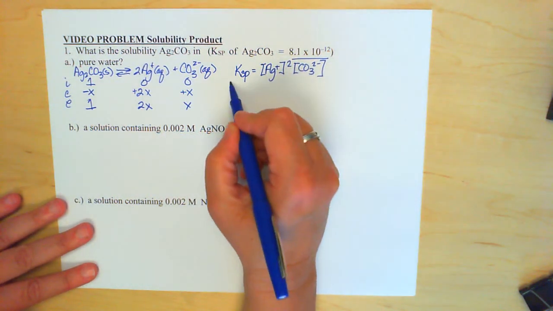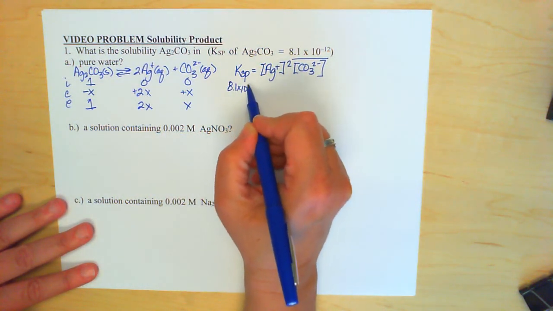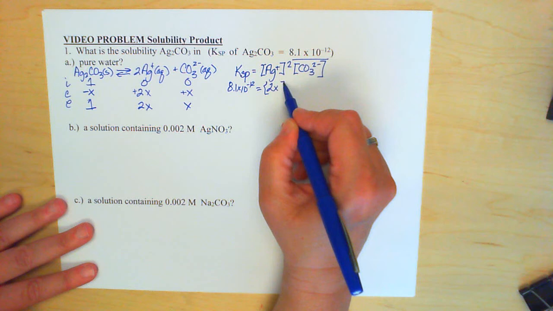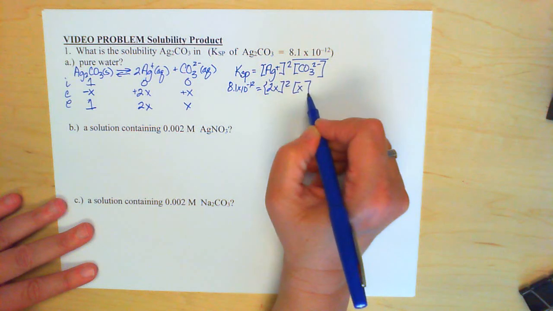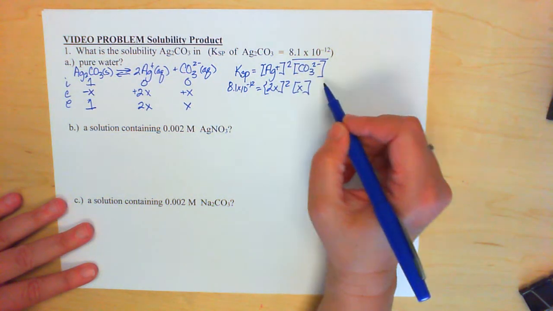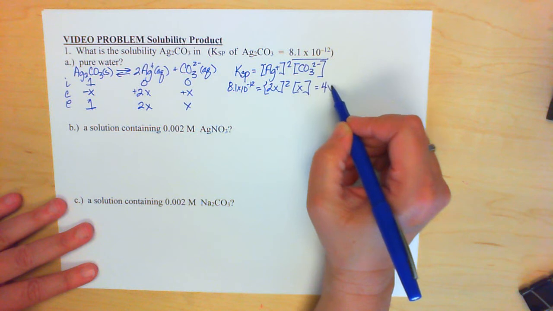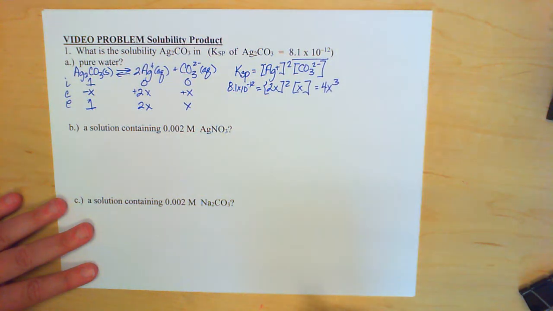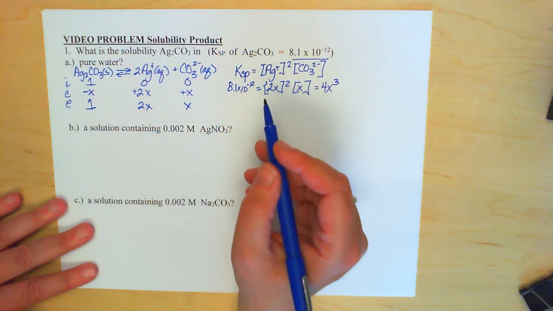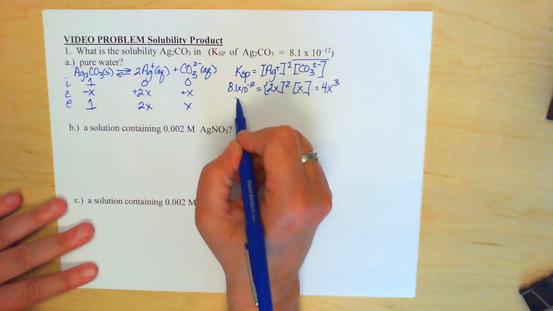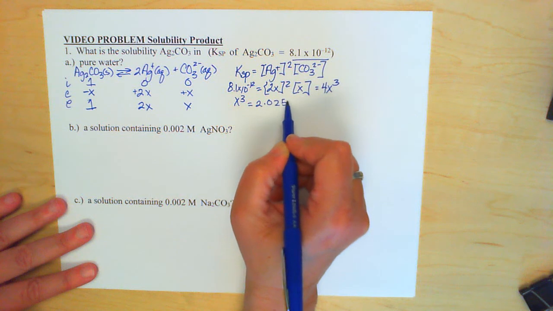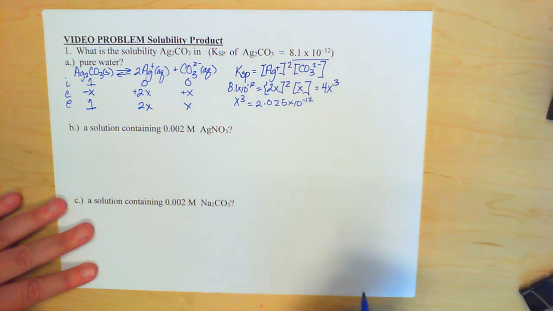So if we plug in our values, we're going to have 8.1 times 10 to the minus 12 is equal to 2X squared times X, which the most common mistake is to forget to square the 2, but if you square everything within the parentheses, that will be 4x cubed. So in order to solve for it, we're going to divide both sides by 4. So we have x cubed is equal to 2.025 times 10 to the minus 12th.